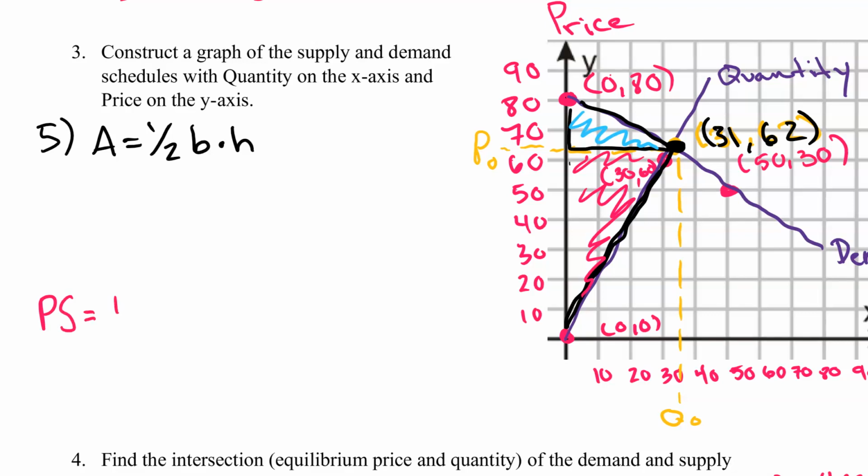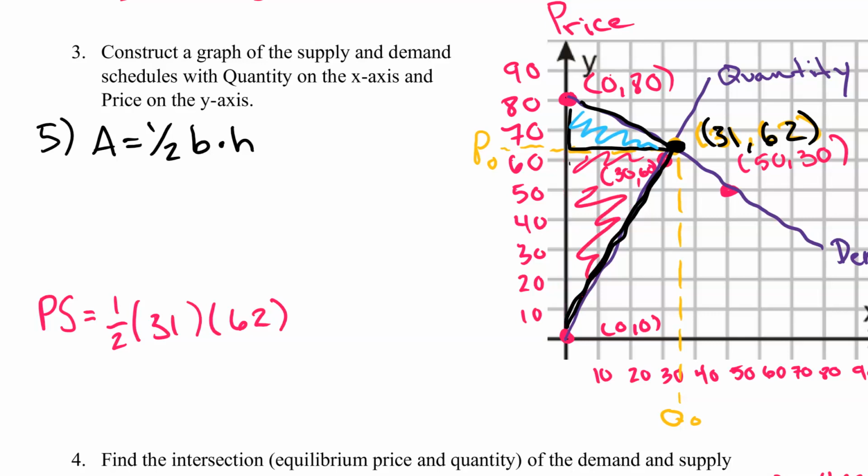We're going to have 1/2 times the base. The base goes from 0 out to 31, for our base. And then our height goes from 0 all the way up until we get to that 62.